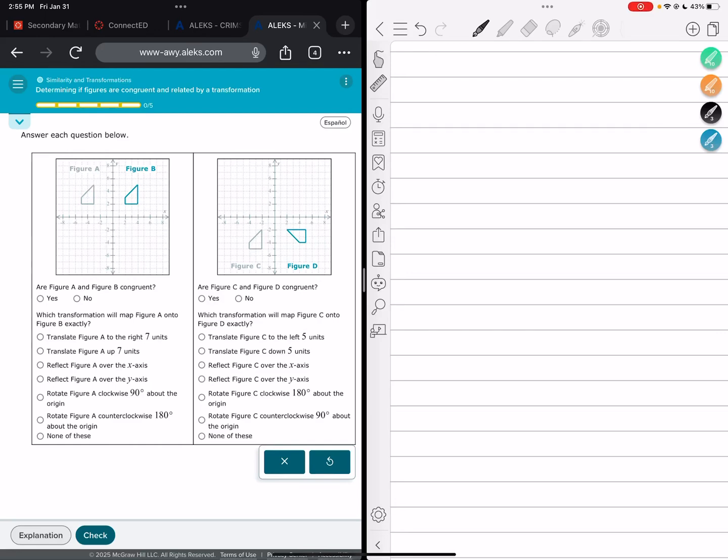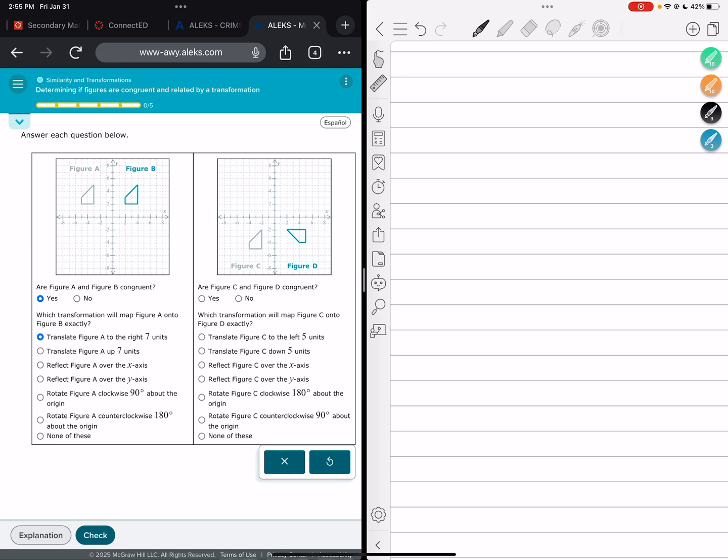Okay, we want to determine if the figures are congruent, and then if they are congruent, what translation would make it so that they are right on top of each other. So if I look at A and B, remember congruent means the same shape, which they are, so yes. If we look, we could take figure A, and if we just moved it to the right 7 units, it goes right on top of figure B, so that's when we say is translating it 7 units to the right.